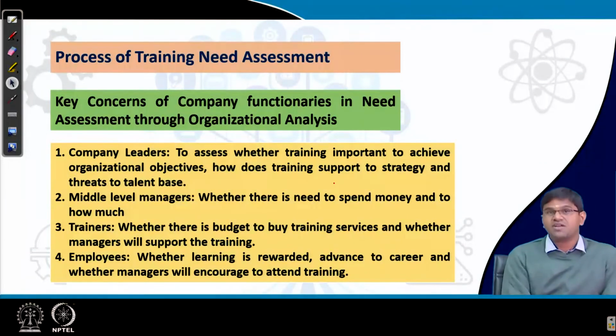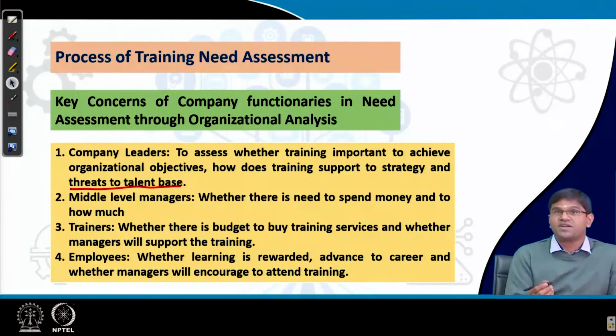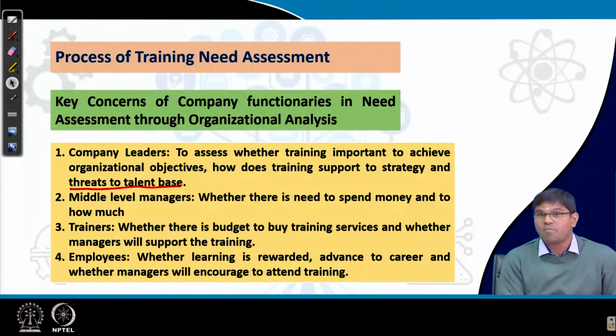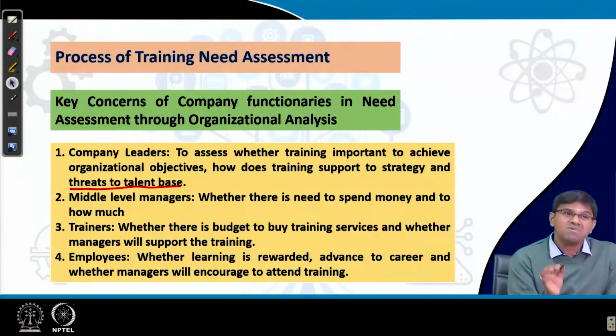So how is the training going to support my strategy, or maybe be a threat to the talent base? In case I don't provide training, is it going to make my employees poor performers? Or maybe the training is going to be a threat, where my employees are so apprehensive that they say, yes, I cannot take up this training. So then come the middle level managers.